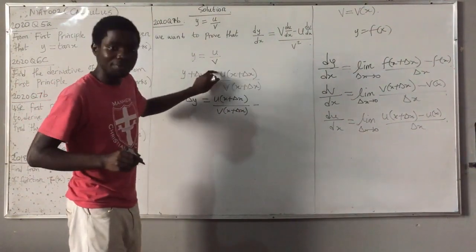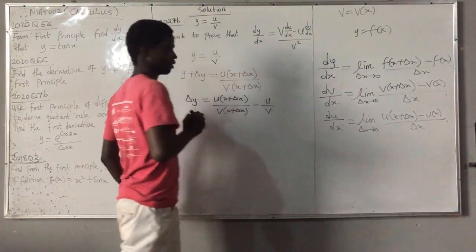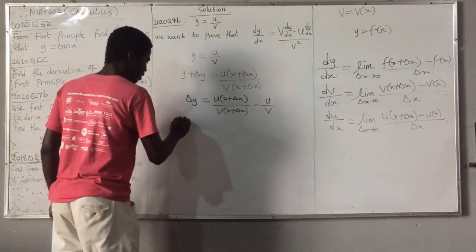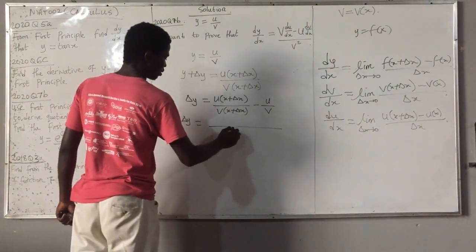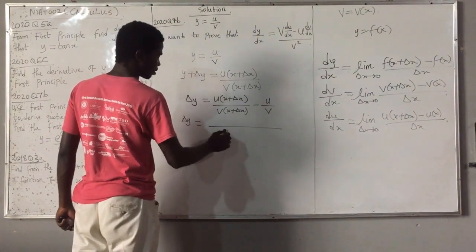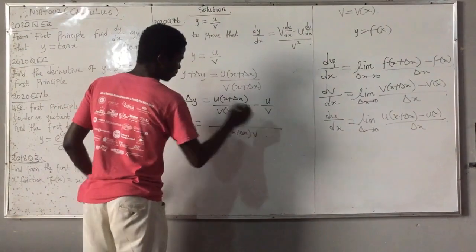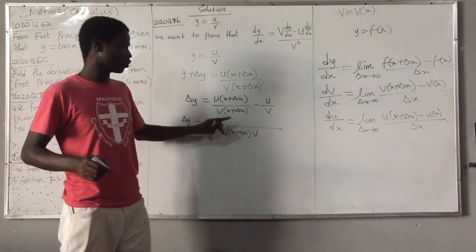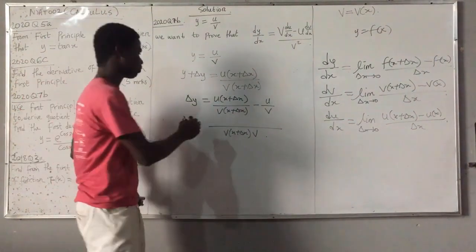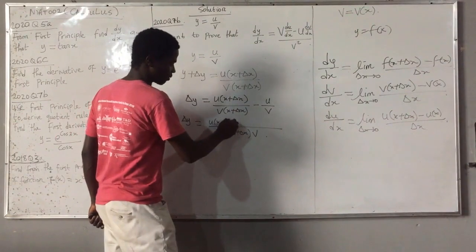But y is u over v. Y is equal to u over v, so write u over v. So now find the LCM. Delta y is equal to v of s plus delta s multiplied by v. That is the LCM. So this one divided by this, you are left with v. So v times this, you have u of s plus delta s, right?